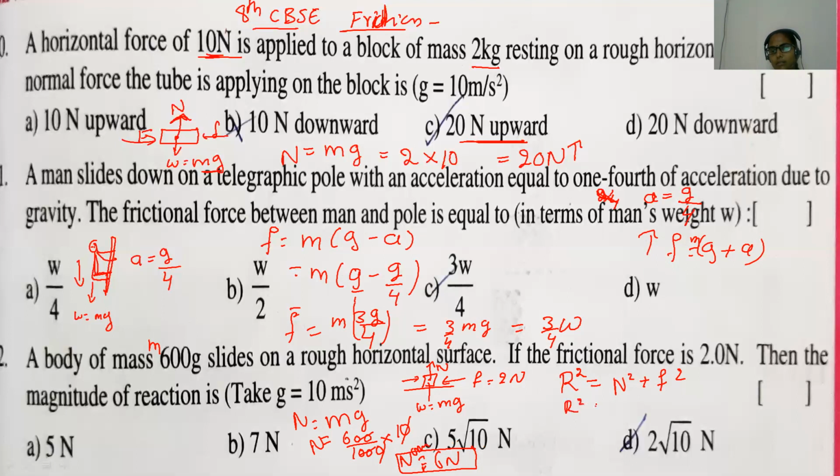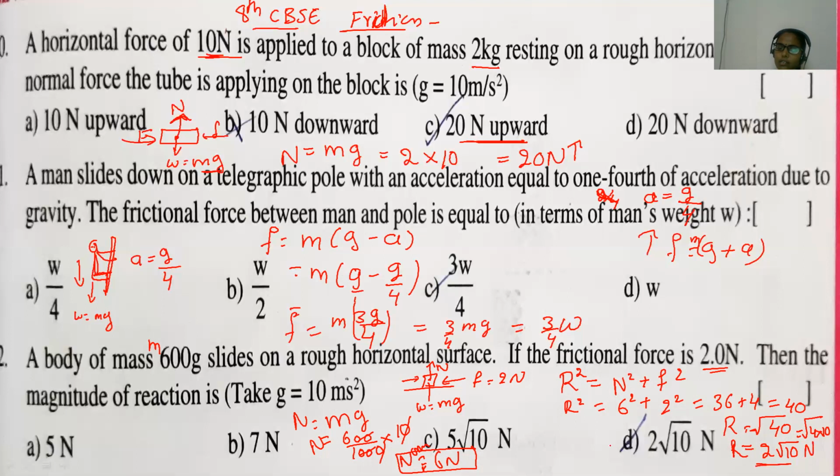So write in place of N, 6 square, and in the case of F, friction given as 2 square. Understood, children? 6 square is 36 plus 2 square is 4. 36 plus 4 gives you 40. But I need to find R, not R square. Okay. So R is equal to square root of 40. Root of 40 does not have any perfect square, so I can split it and write it as 4 into 10. So root 4 I can take as 2 outside and root of 10 stays inside.